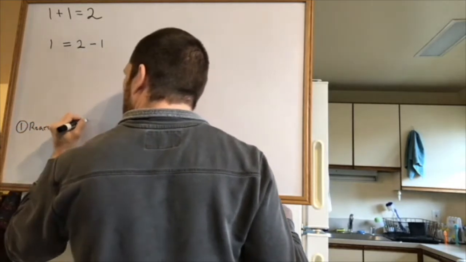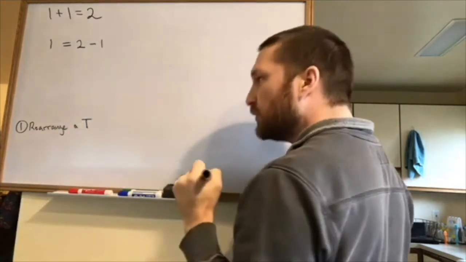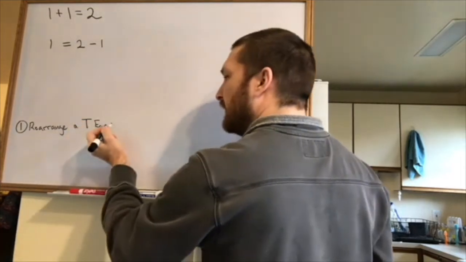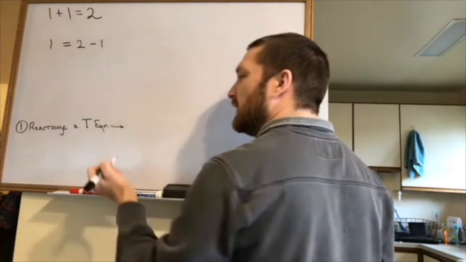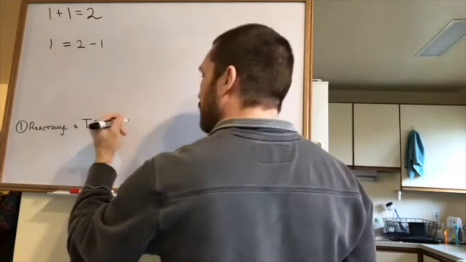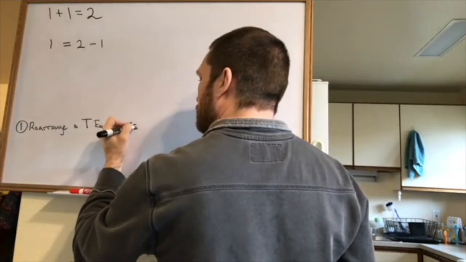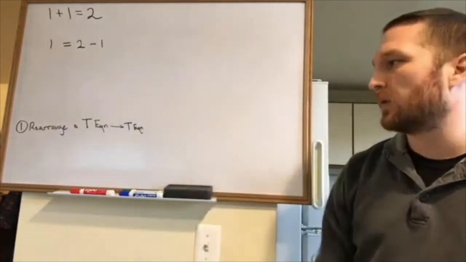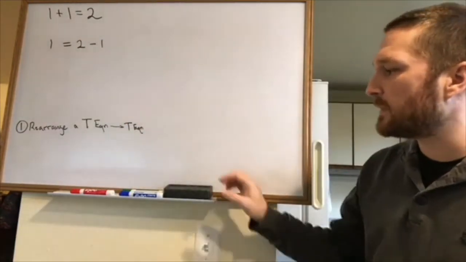Rearrange, and I'm just going to put a big capital T for true. Rearrange a true equation, and that gives me a new true equation. We take a true equation, rearrange it, and we get a true equation. Okay, so that's observation number one.